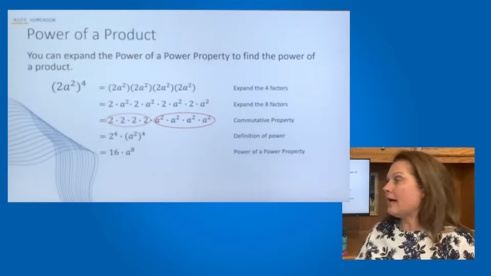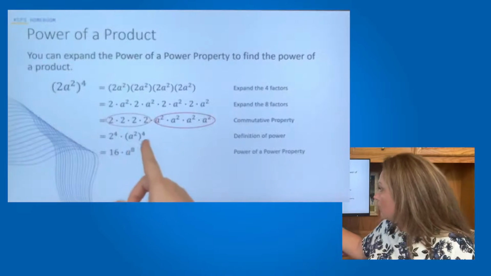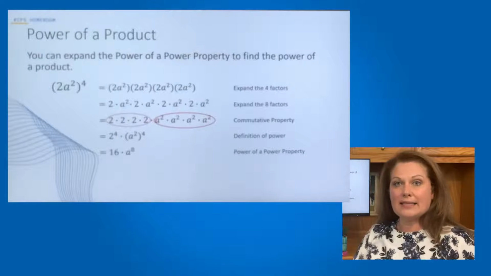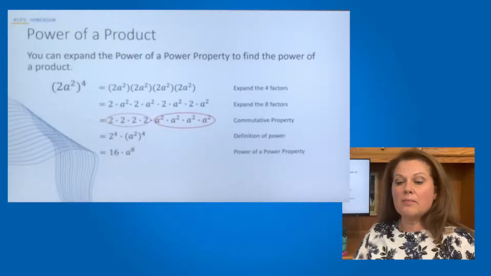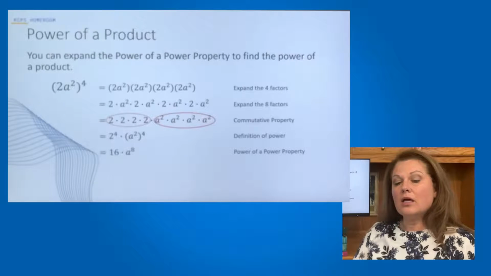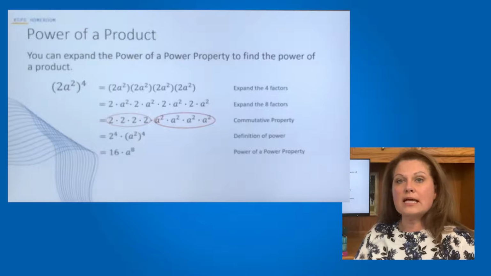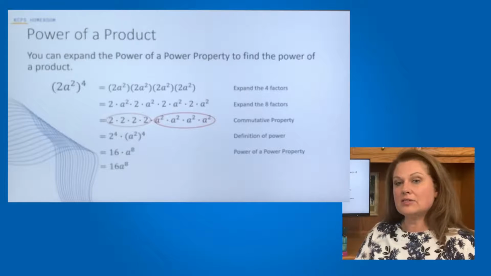Now 2 to the 4th power is 16. Now when we have a to the second to the 4th power, we're going to multiply the 2 and the 4 to get our 8. This is called the power of a power property. When we are ready to write it in our final form, we're going to take the multiplication sign out, and it's going to look like this: 16a to the 8th.